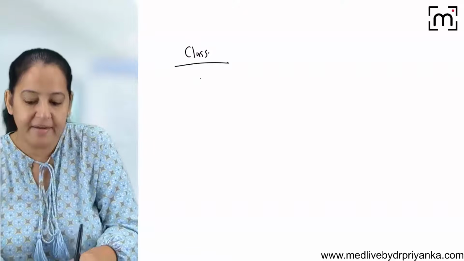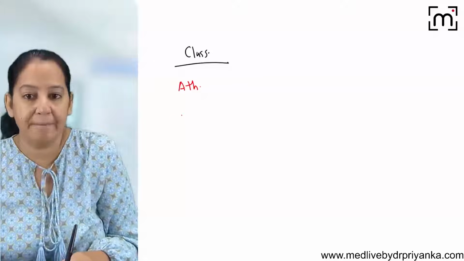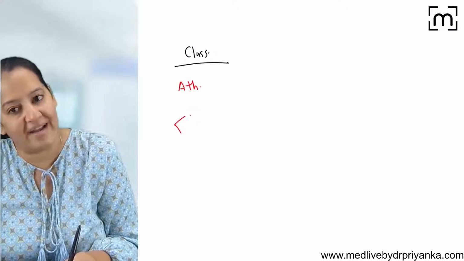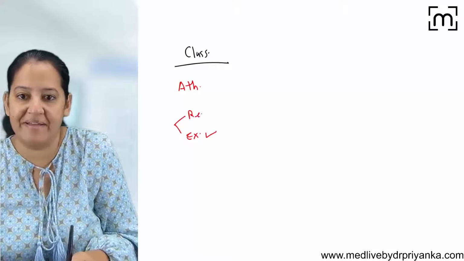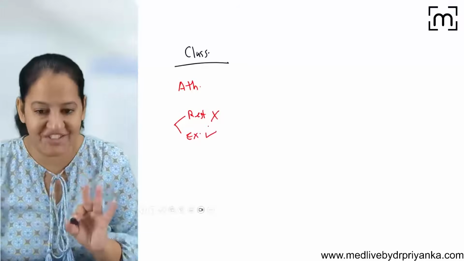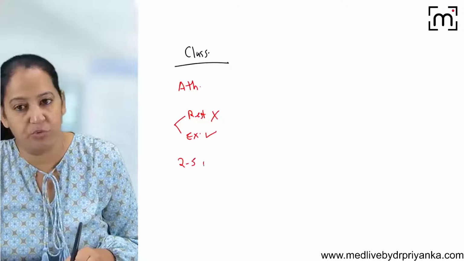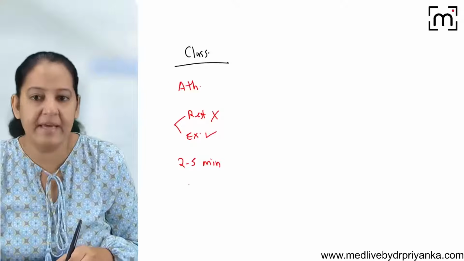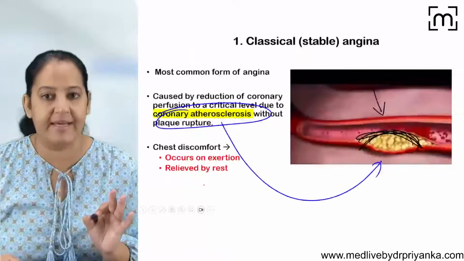So what have we learned for classical angina? What is the cause here? The cause is atherosclerosis in the coronary artery. Here the pain occurs only at exertion. At exertion the pain occurs, but at rest the pain disappears. I mean, the chest discomfort disappears. The discomfort occurs only for 2 to 5 minutes, not more than that, and it is crescendo descendo in nature. These are the features of classical angina.